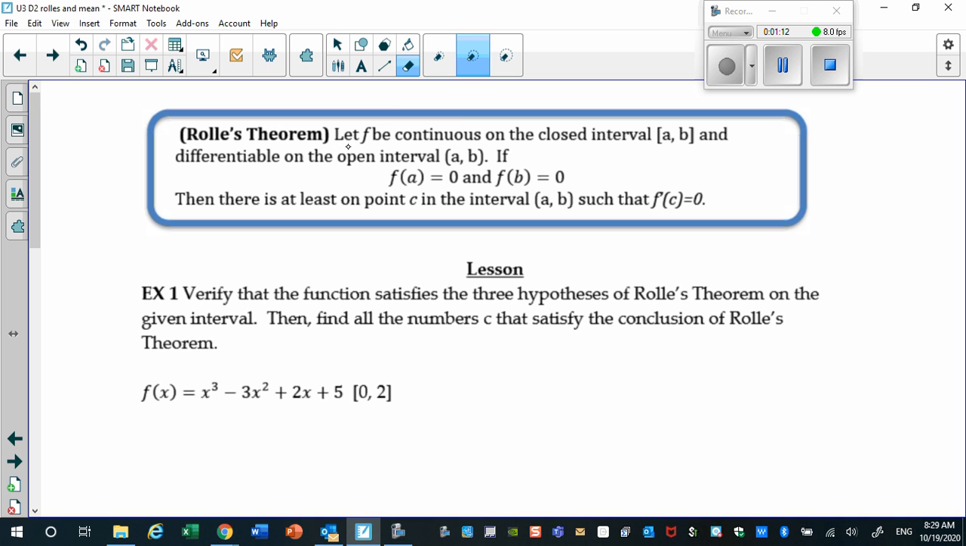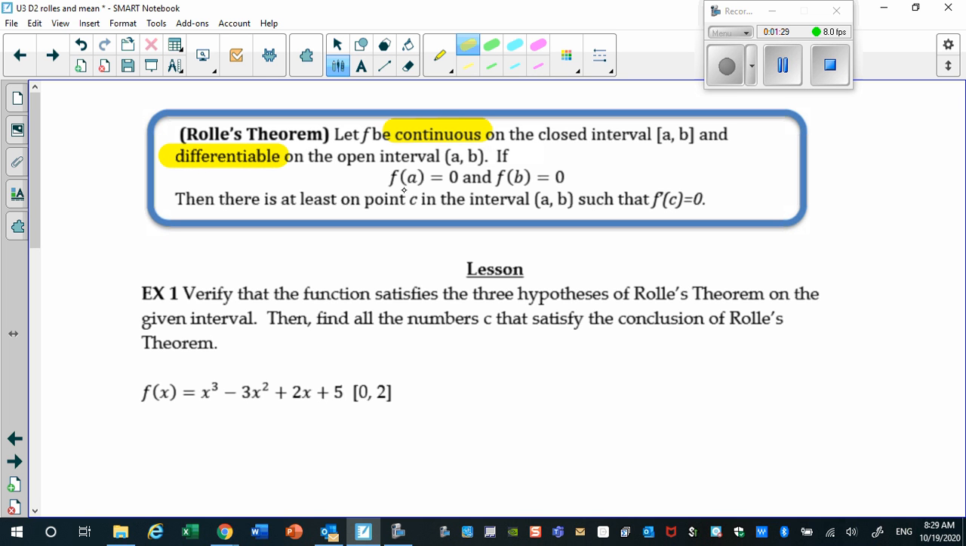Let f be a continuous function on a closed interval from a to b, and it's differentiable on the open interval from a to b, because you don't have to be differentiable at your endpoints. So let f be a continuous function on the closed interval from a to b, and differentiable on the open interval from a to b.